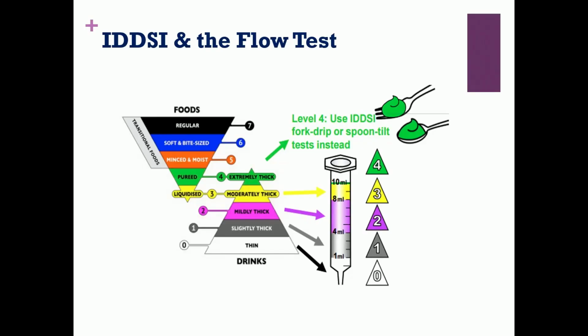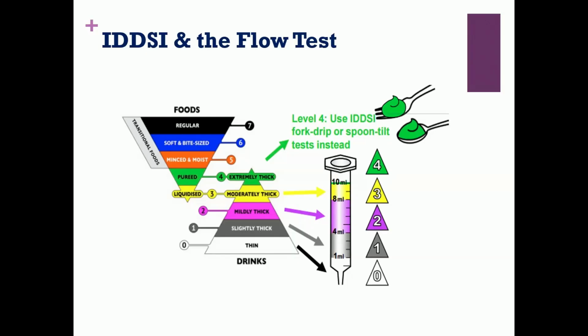With the syringe flow test, I want you to imagine filling up a 10 ml syringe with a liquid. And let's start with water. If we filled it up with 10 mils of just water and then let it take 10 seconds to flow out, all of it, if it's just water, would flow out within that 10 seconds. And that's telling me that that water is thin and it's an IDDSI level 0.